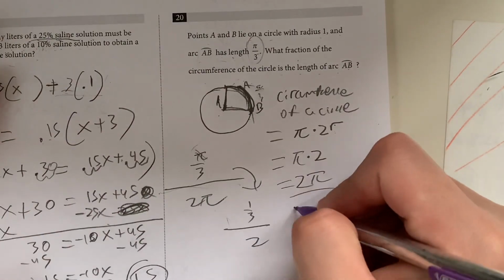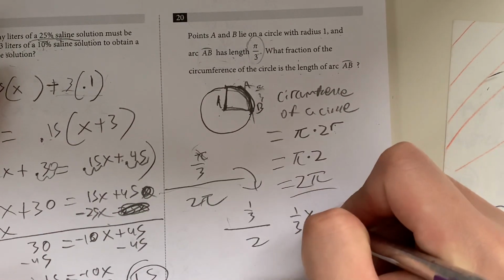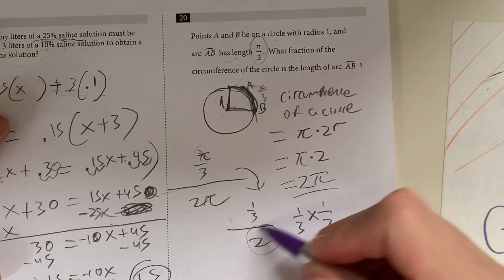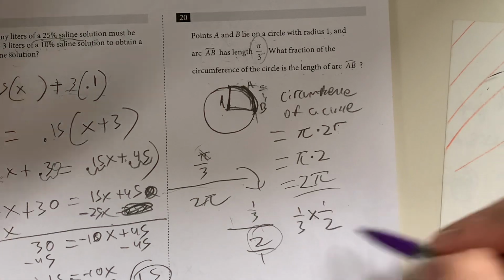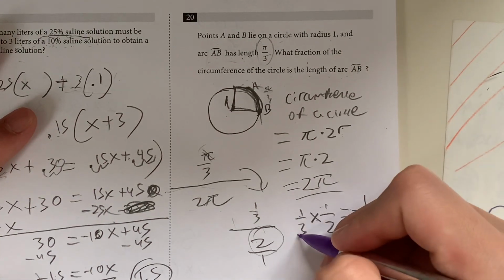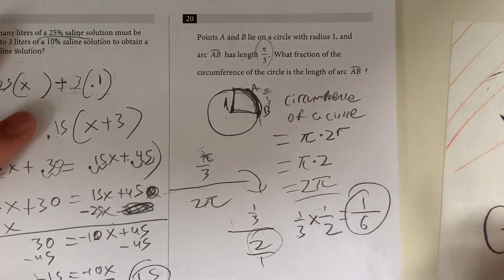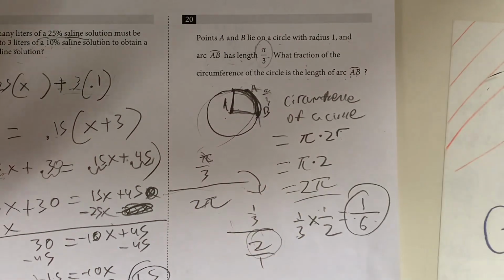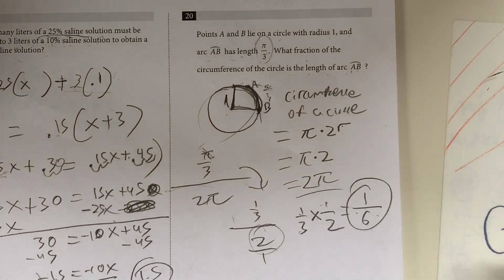Now, 1 over 3 over 2. How do we do this? That's just 1 over 3 times 1 over 2. We basically multiply it by the reciprocal of 2 over 1, which is 1 over 2. That's how we divide fractions, giving us 1 over 3 times 2, which is 6, meaning that arc AB is 1/6 of the total circumference. And that right there is how you do this question.